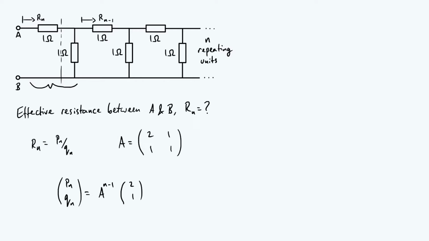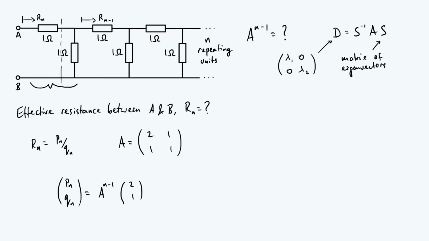So just to summarize what we know so far, we've said that Rn takes the form Pn divided by Qn. We've said that Pn and Qn satisfy this matrix equation involving the n minus 1th power of the matrix A, where we derived that the matrix A was this thing: 2, 1, 1, 1. So now we've basically reduced the problem to finding the n minus 1th power of that matrix. So we need to spend a fair bit of time thinking about how to come up with an expression in terms of n for A to the power of n minus 1.